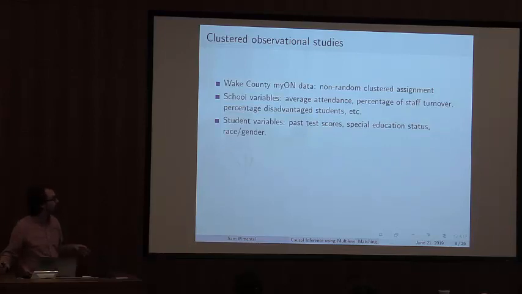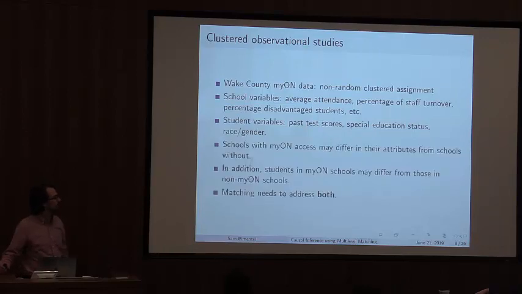We also have a smaller number of student variables, including their past test scores, whether they're in special ed, their race, their gender. And because it's an observational study, the schools in our two groups may be different in various attributes between the Mayan group and the non-Mayan group. The students in the Mayan schools may also be different from those in the non-Mayan schools. And our matching strategy needs to be able to fix both these levels of imbalance before we have a compelling case for causal inference.